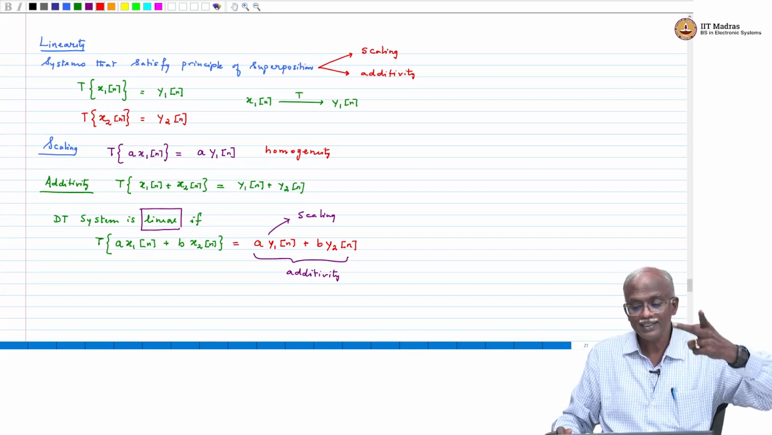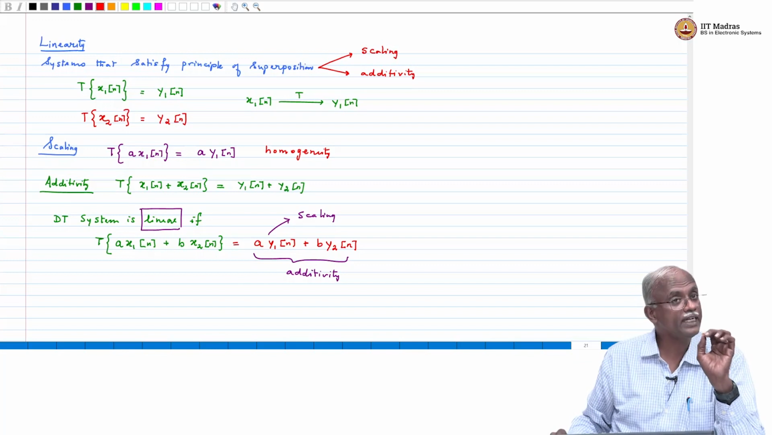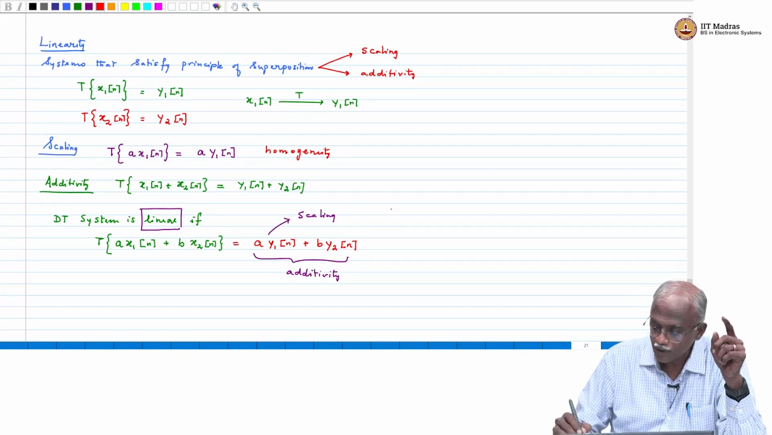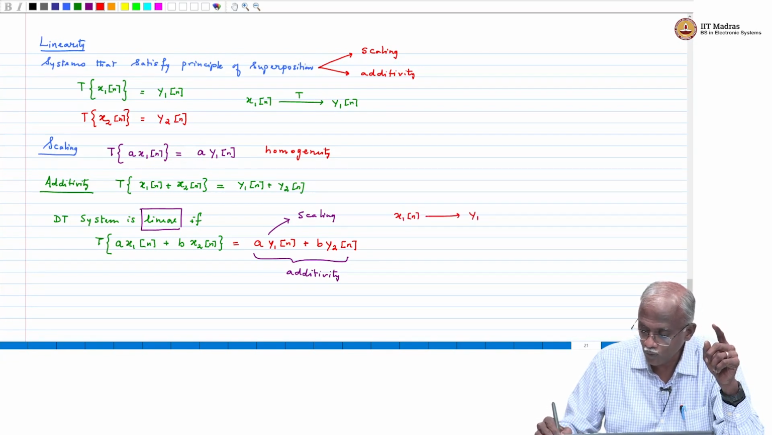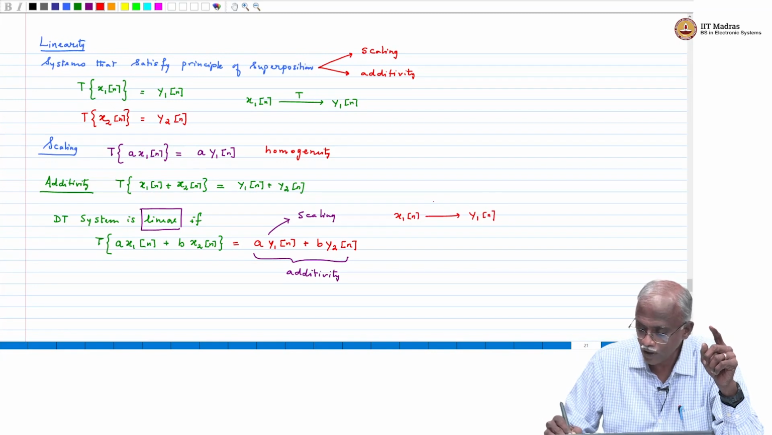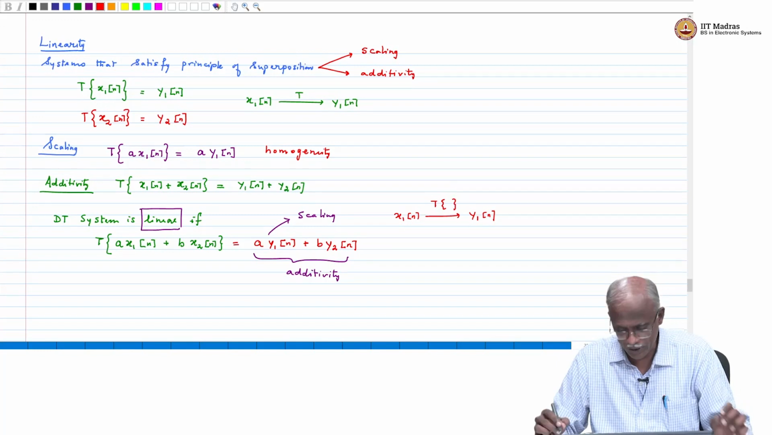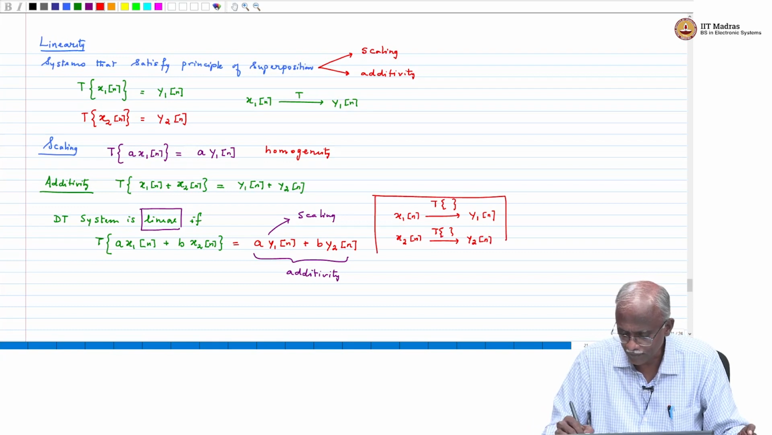Now combining scaling and additivity, we say that a discrete time system is linear if it satisfies the following property. x1 of n producing y1 of n by means of the system T. This is a transformation. Similarly, x2 of n, same transformation, produces y2 of n. So this is the given. This is what is given.